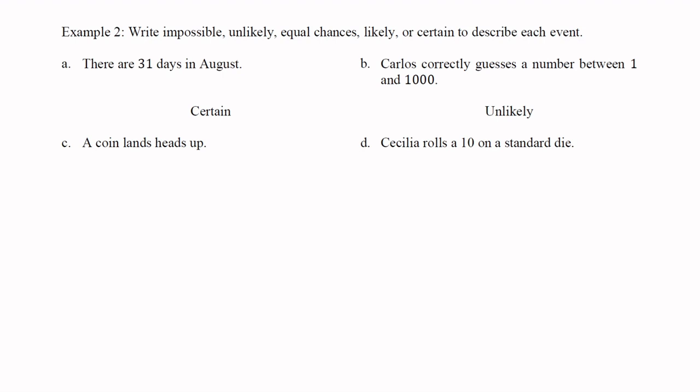A coin lands head up. Well, if a coin has 2 sides to it, and you have a 50-50 shot of it being heads or tails, then you have equal chances. Cecilia rolls a 10 on a standard die. This is impossible because the numbers on a standard die only go from 1 to 6. Therefore, it is impossible to roll a 10 with 1 die.